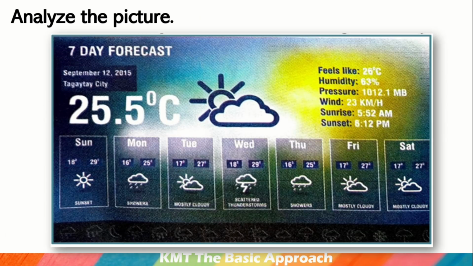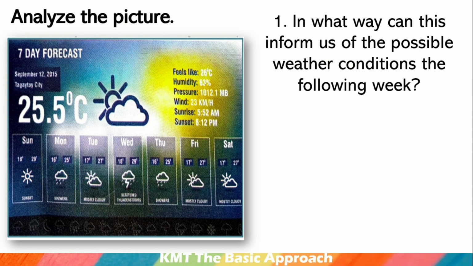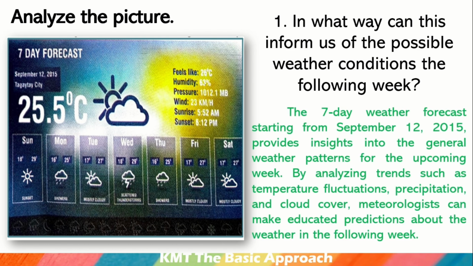Analyze the picture. Let's answer number 1. In what way can this inform us of the possible weather conditions the following week? Great! The 7-day weather forecast starting from September 12, 2015 provides insight into the general weather patterns for the upcoming week. By analyzing trends such as temperature fluctuations, precipitation, and cloud cover, meteorologists can make educated predictions about the weather in the following week.